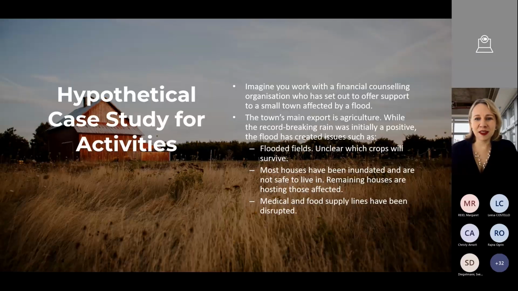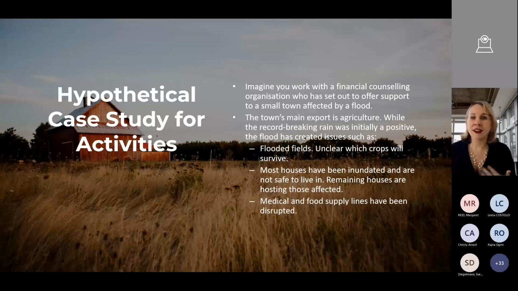Okay, so I've put together a hypothetical case study for us to use in the activities. So I'd like you to imagine that you work with a financial counselling organisation and you've set out to offer support to a small town that has just been affected by a flood. So the town's main export is agriculture. And while the record-breaking rain was initially a really good thing for the town, unfortunately, there has since been a flood and this has created issues.